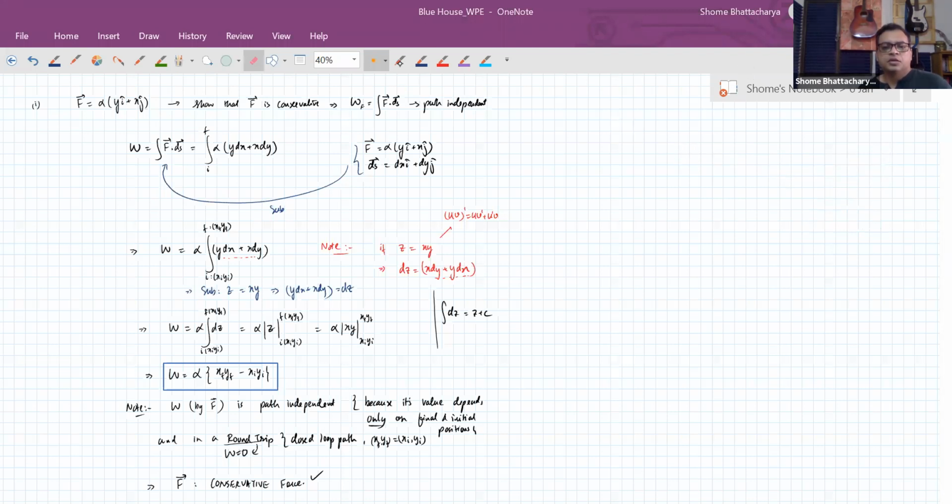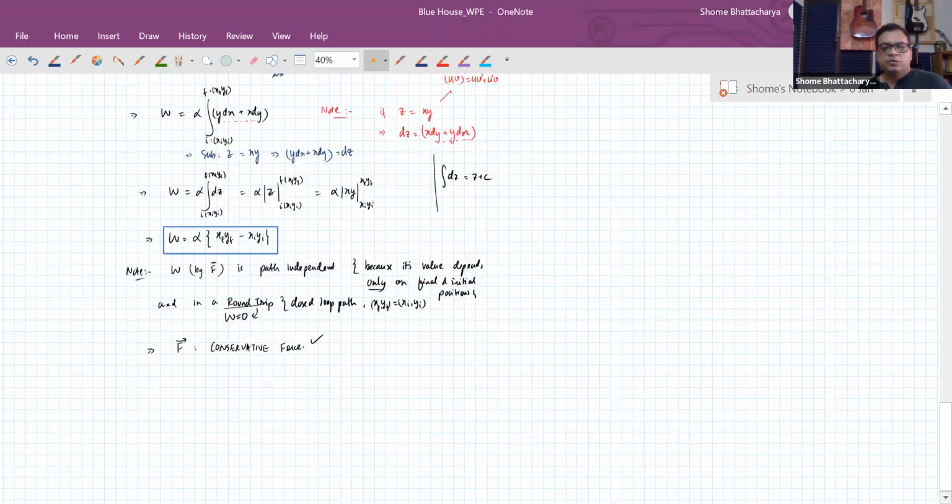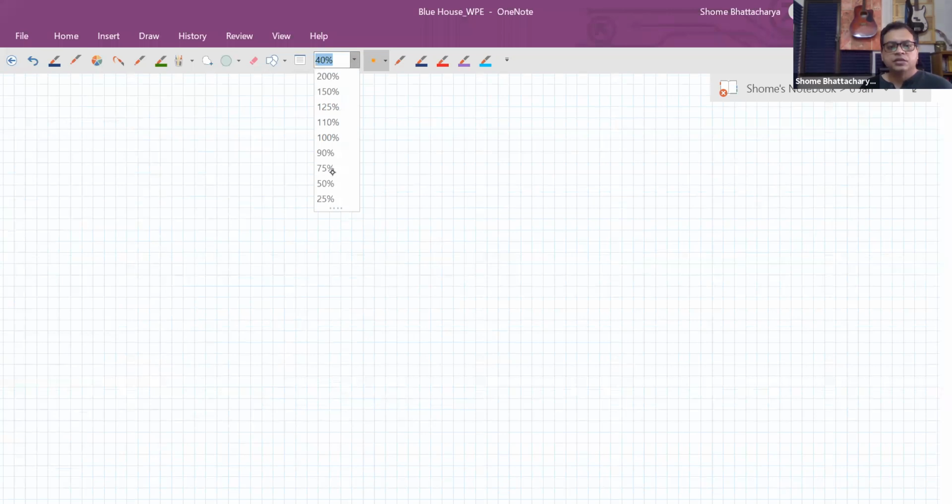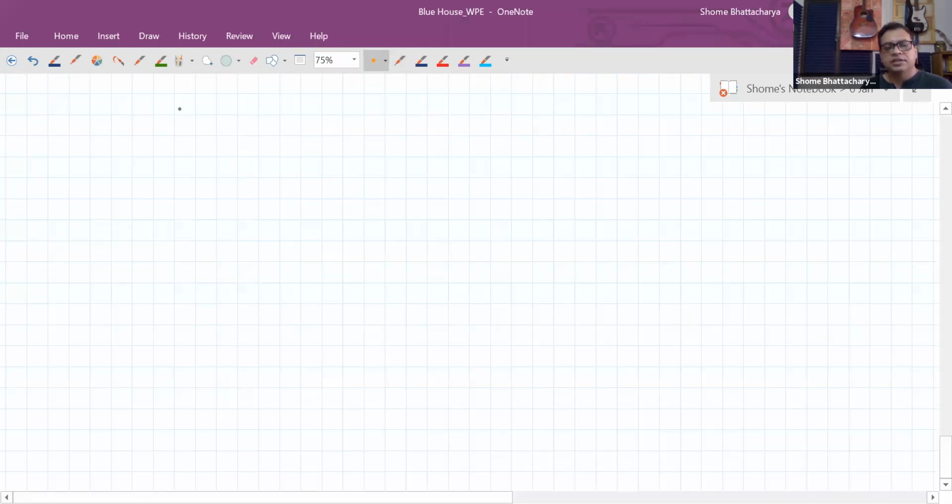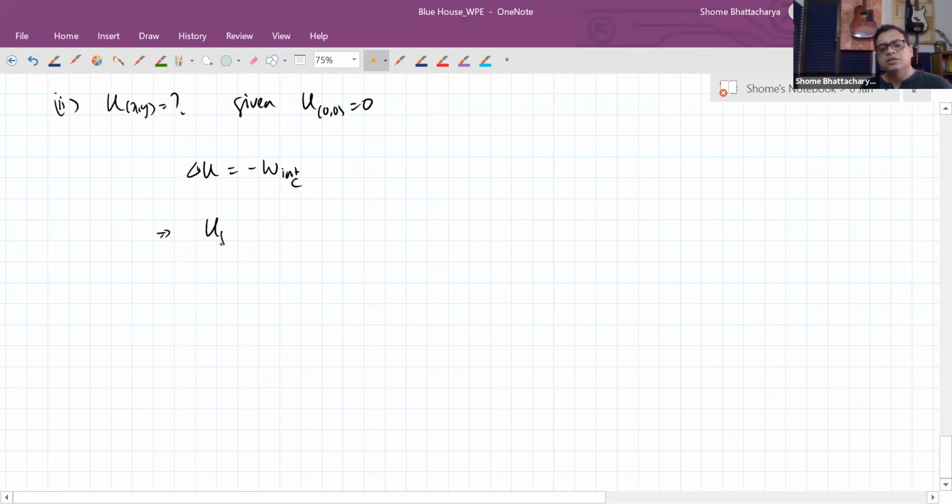Good. Okay. Now let's see how we can develop the formula for potential energy. Now that's pretty simple, especially because we are given the reference point also that the potential energy at the origin is 0. So second part, we want to calculate potential energy at a general point x comma y, given that potential energy at the origin is 0. So we just use this formula that delta U is negative of work done by internal conservative force. That means final potential energy at any point minus initial potential energy at some point is negative of F dot ds from initial to final.